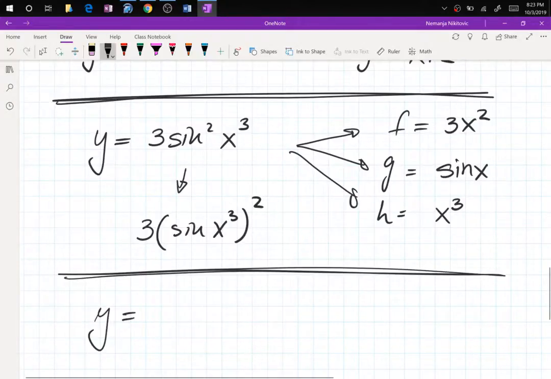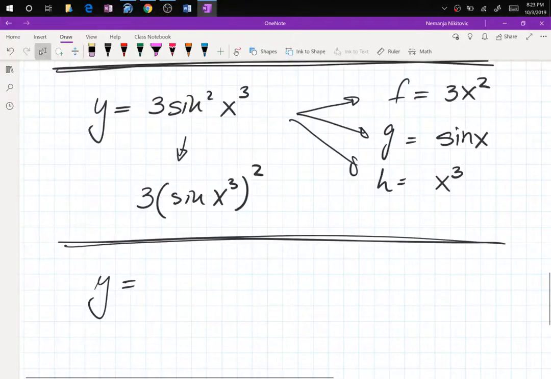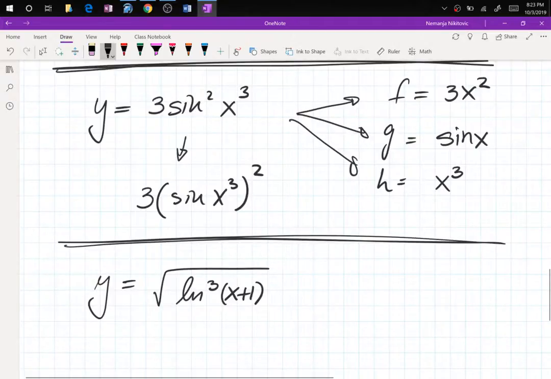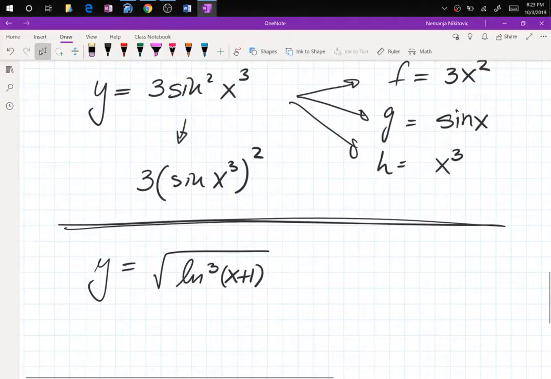y equals the square root of ln cubed of x plus 1. Think about it.